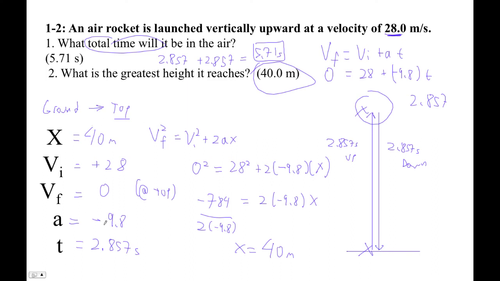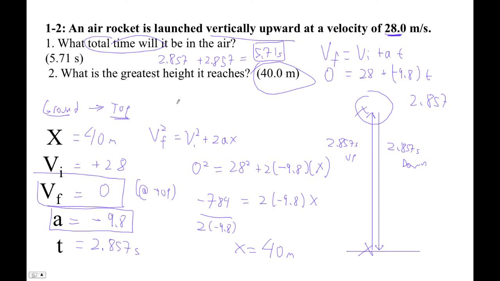There you go. So in these problems where you shoot it vertically upward, just cut it in half and go from the ground to the top. You can figure something out. That gives you something you know. You know the final velocity is 0. You know the acceleration. And then you'll be given something. You'll either be given the height, the initial velocity, or the time.